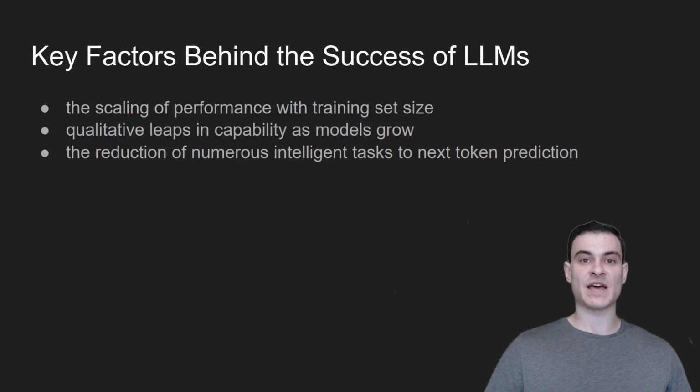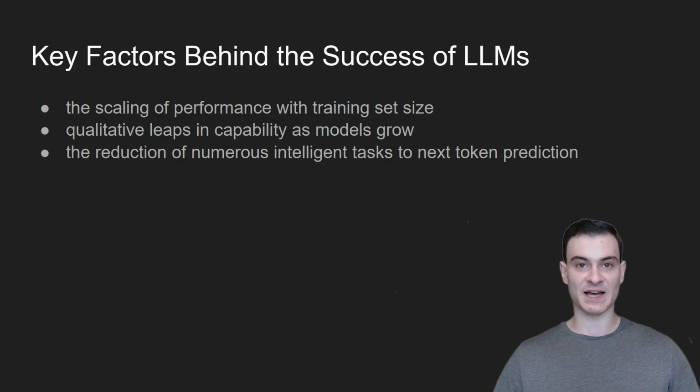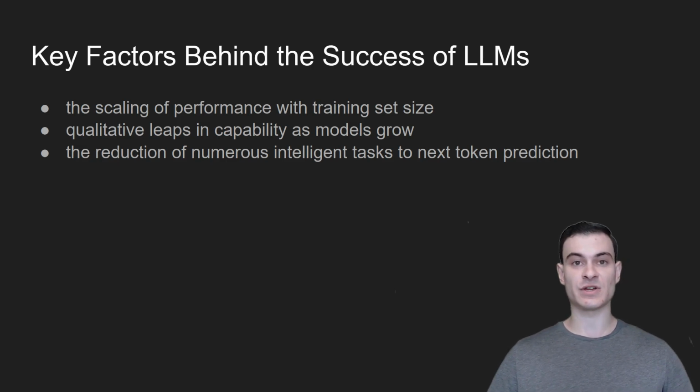In recent years, LLMs such as GPT and PaLM have revolutionized the field of AI. These models, built on transformer architectures, consist of hundreds of billions of parameters and are trained on vast amounts of textual data. The impressive performance of these models is due to three key factors: the scaling performance with training set size, qualitative leaps in capability as the models grow, and the reduction of numerous intelligent tasks to next token prediction.